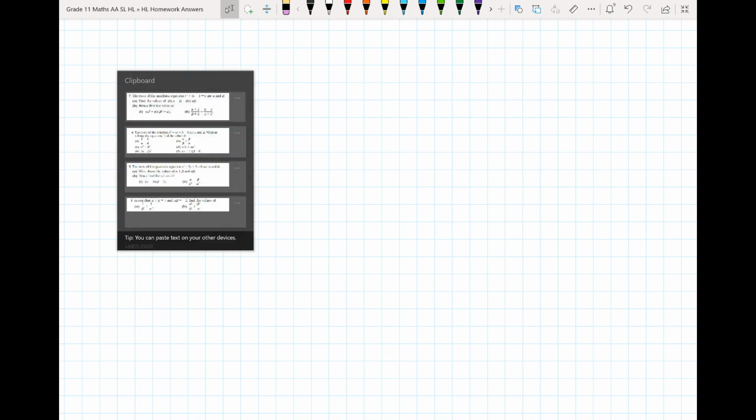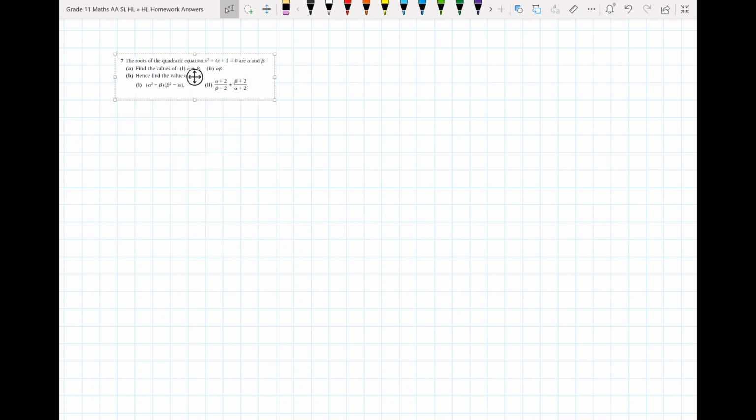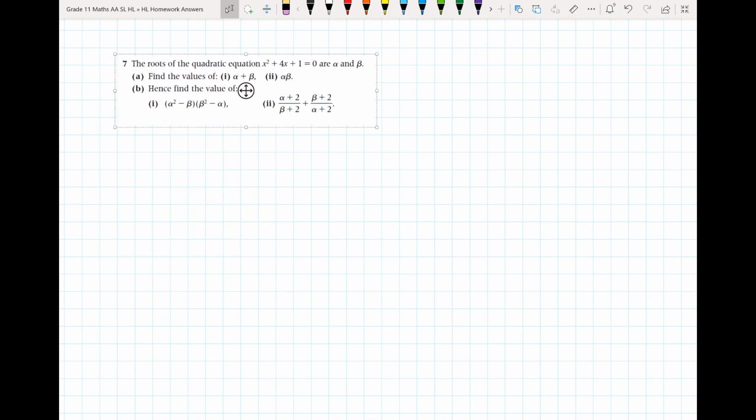And the last question. Alright, you should know the drill by now. First one is just minus 4. The product would just be the last coefficient, 1. So using these, find out what these expressions are.